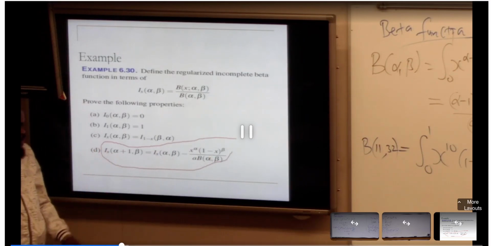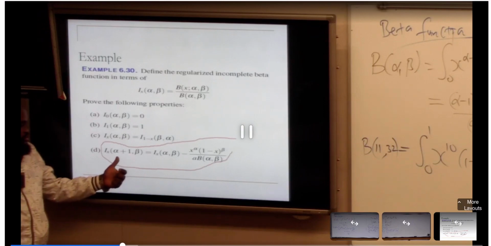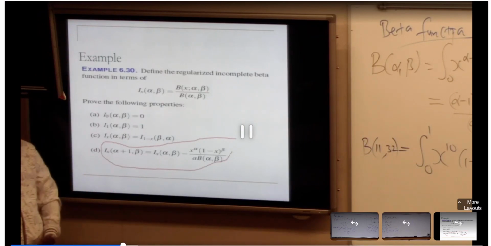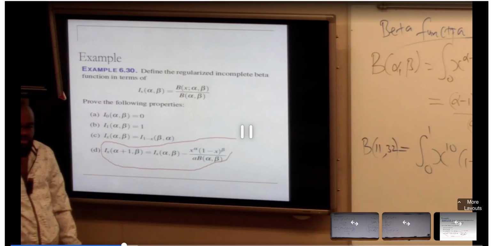Why don't you try and prove this? I'm leaving this as an exercise. If you're able to prove that this is equal to that, you can send that to me through my email, and you're going to have an extra credit of 2 points. Prove that to me.